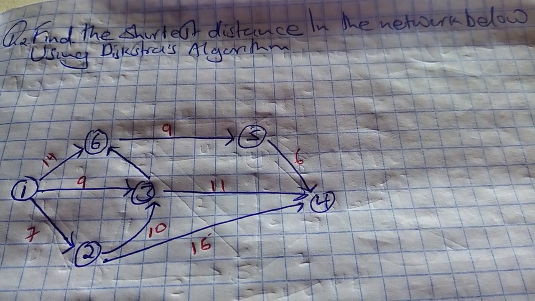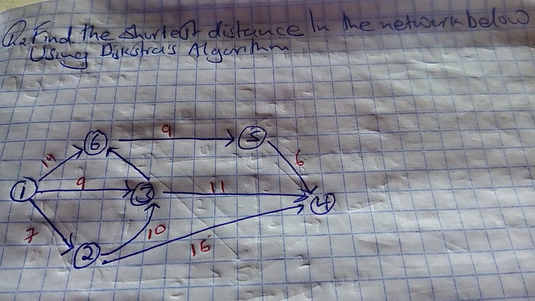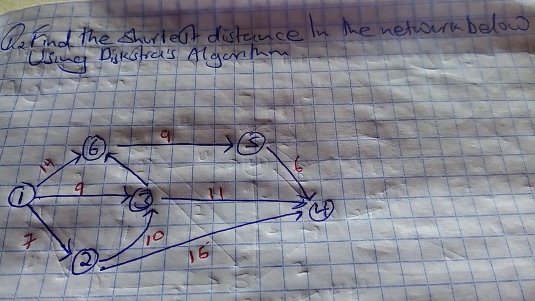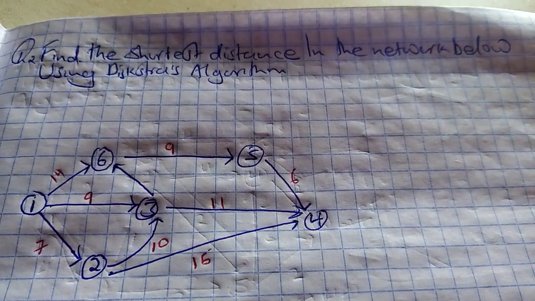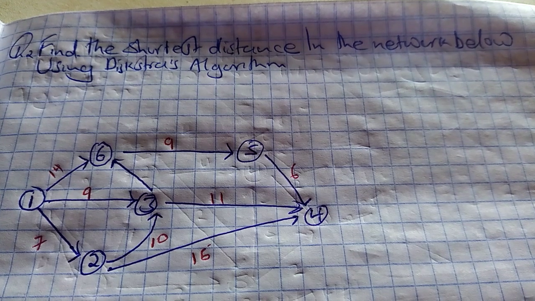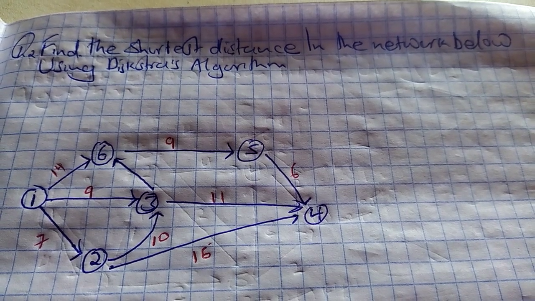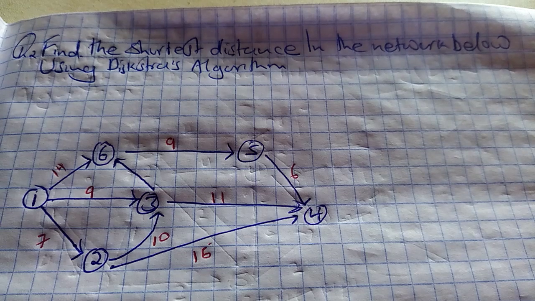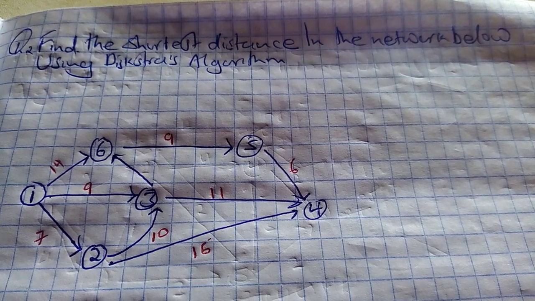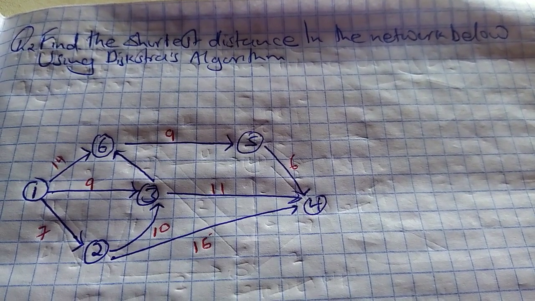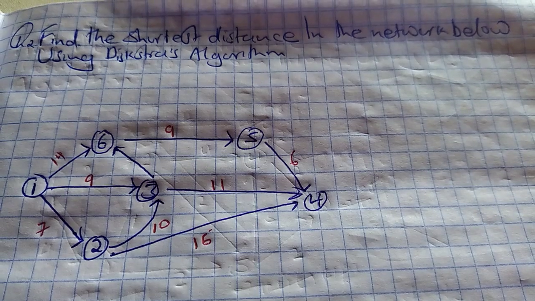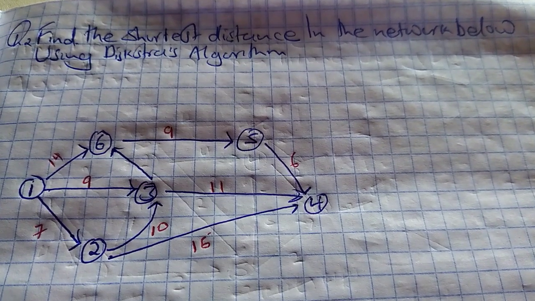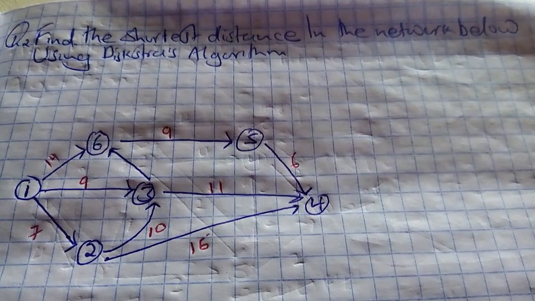Here is another example on networking. Find the shortest distance in the network below using Dijkstra's algorithm. As we did in the other example above, we identify the origin or source as 0p.